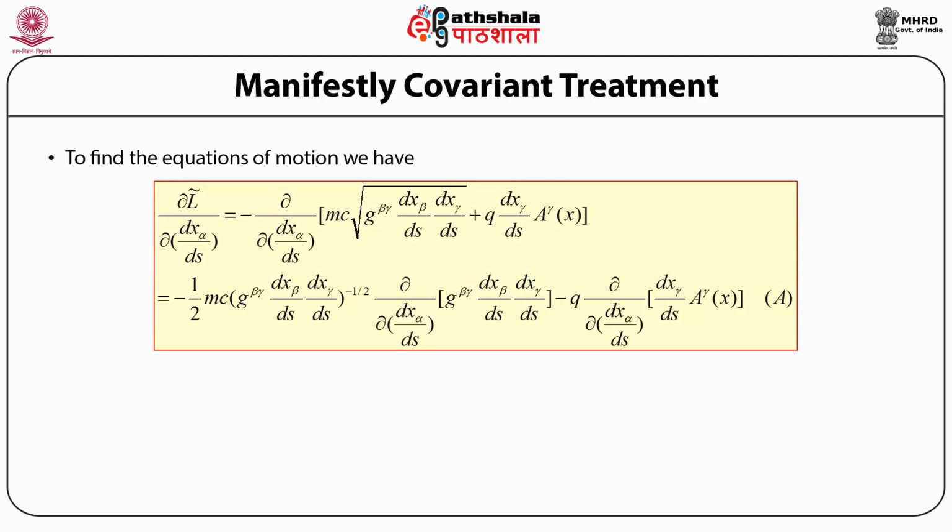The derivative of L with respect to dx^α/ds is ∂L/∂(dx^α/ds) = −∂/∂(dx^α/ds) of mc √(g_βγ (dx^β/ds)(dx^γ/ds)) − q ∂/∂(dx^α/ds) of (dx^γ/ds) A_γ(x) = −½ mc g_βγ (dx^β/ds)(dx^γ/ds) raised to the power −½ times ∂/∂(dx^α/ds) of g_βγ (dx^β/ds)(dx^γ/ds) − q ∂/∂(dx^α/ds) of (dx^γ/ds) A_γ(x).